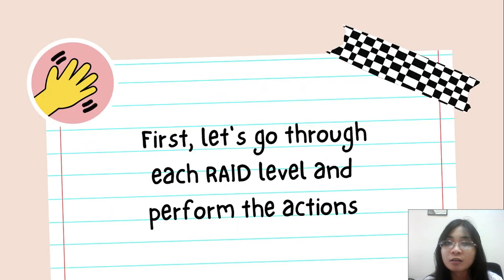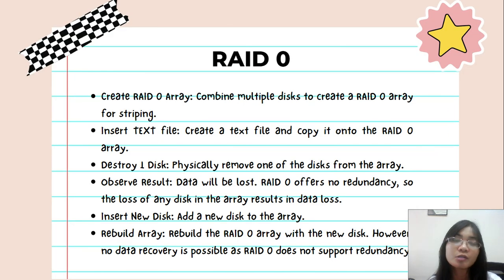So yeah. First, let's go through each RAID level and perform the actions. In RAID 0, you should first create a RAID 0 array, combining multiple disks for striping. Next is insert text file: create a text file and copy it onto the RAID 0 array, and then destroy one disk. Physically remove one of the disks from the array. So the result is the data will be lost. RAID 0 offers no redundancy, so the loss of any disk in the array results in data loss.